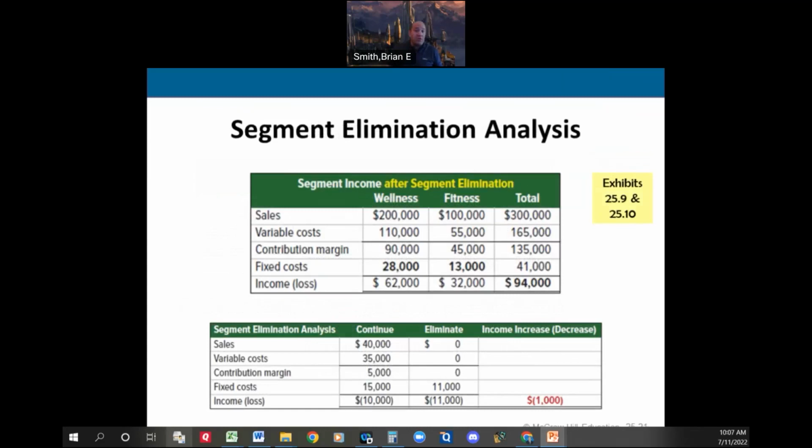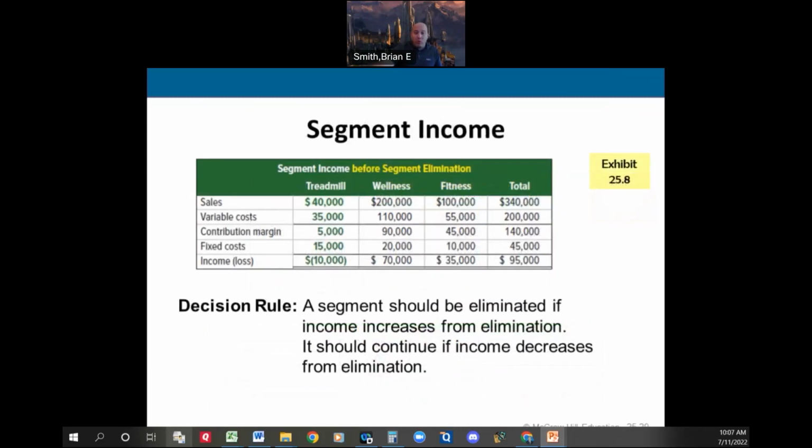Now, the only case where that wouldn't be true is if those fixed costs were incurred because of the treadmill. That's what we'd have to check. So when we get rid of treadmill and we have our wellness and fitness, our total goes down to $94,000. So it looks like what we've done is dropped 1,000. So I'm guessing it was 11? No, not 11.